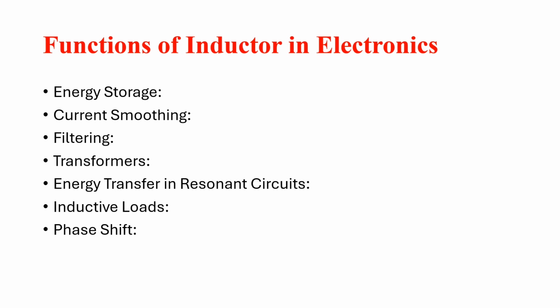Current smoothing is another application for the inductor. In power supply circuits, inductors help smooth out current fluctuations, providing a more stable output. They resist abrupt changes in the current, which is useful in applications like DC to DC converters.